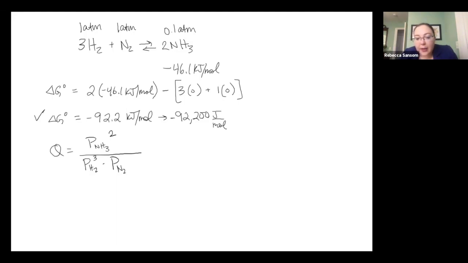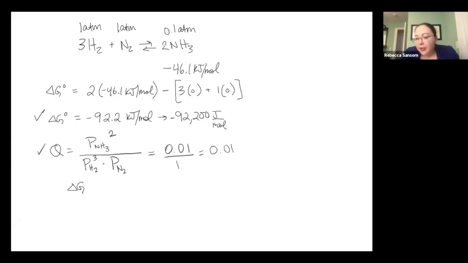So when we calculate our Q, we're going to end up with 0.1 squared, which is 0.01. Of course, it's just 0.01 divided by 1, so I'm not writing the 1 on the bottom here, but if we want to, we can do 0.01 divided by 1. So our Q is 0.01. So check, we've got our Q. Now we can plug this into our equation.